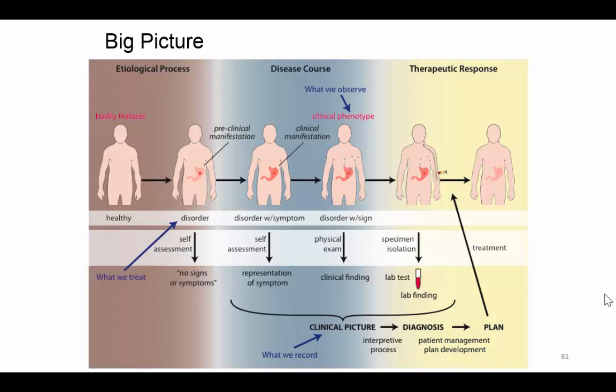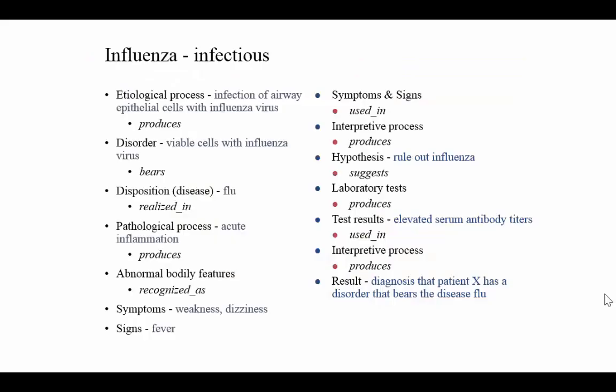So this is the Ogham's account of influenza. You start with an infection of the airway cells, which creates a disorder, which is viable cells with influenza virus, which bears the disposition called flu, which is realized. This is the continuant, the disposition, and this is the occurrent, the pathological process called acute inflammation, which produces the symptoms of weakness and so forth.